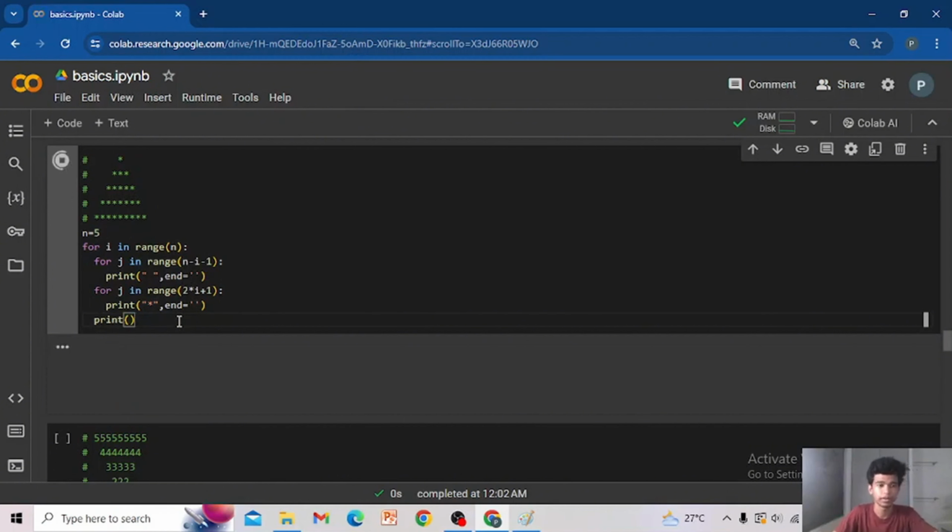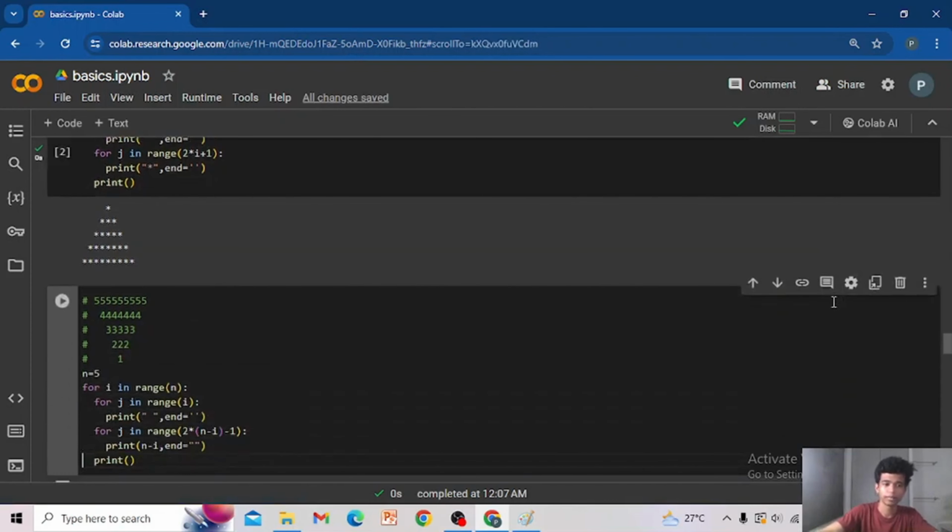Finish. Let me submit it. Yes, it is run successfully. So let us see another pyramid problem. It is an inverted pyramid problem. The inverted pyramid problem is so easy, right? See here.